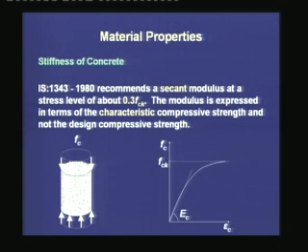IS 1343 recommends a secant modulus at a stress level of about 0.3 FCK. The modulus is expressed in terms of the characteristic compressive strength and not the design compressive strength. I will explain this statement later, but let us try to understand the definition of the modulus of concrete as defined by the code. For a cylinder, when we test under compressive stress, we get this nonlinear stress strain curve. Then the modulus of concrete as per the code is defined for a stress level of 0.3 FCK, and it is in fact a secant modulus of the stress strain curve.